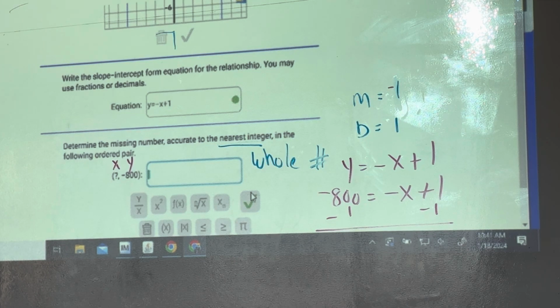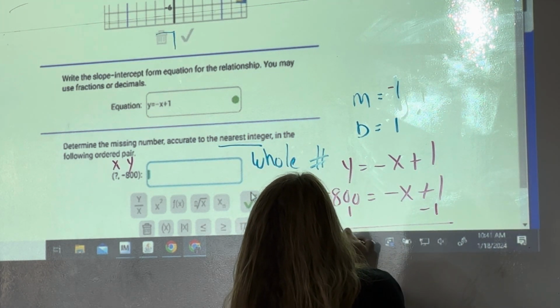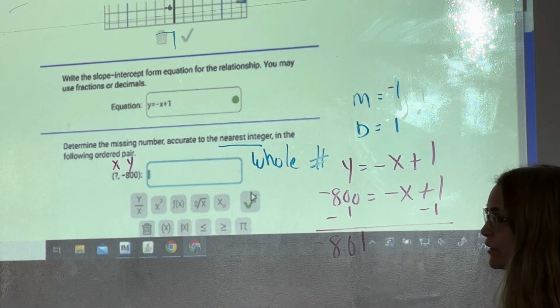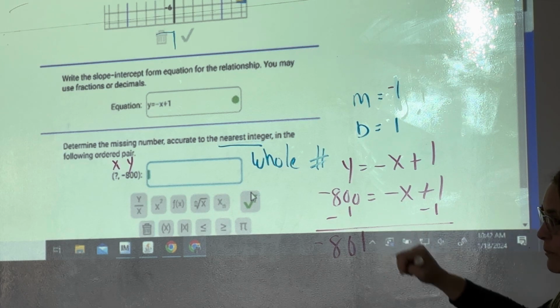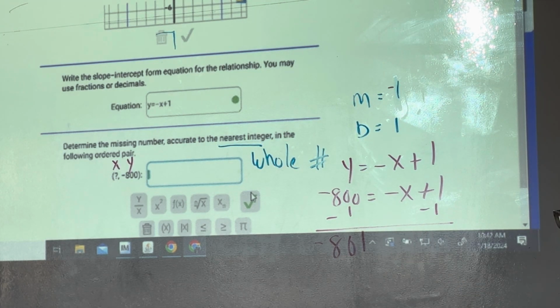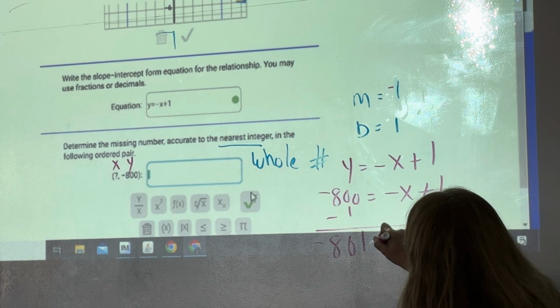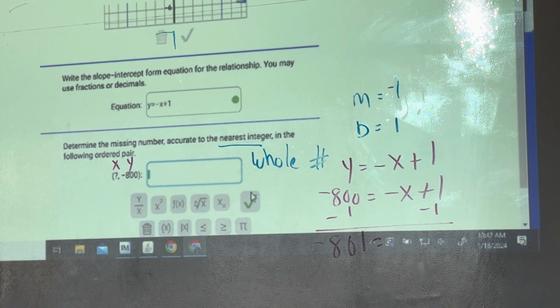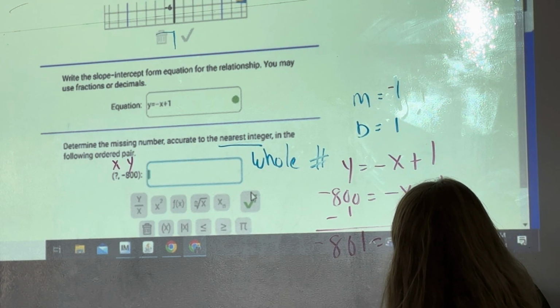What is 800 plus 1? 801. What kind of 801? Negative. Because being negative $800 in the bank isn't going to make me positive just because I write another hot check, right? So if the signs are the same, you add and keep the sign. Equals negative 801. What do I have left? X. What kind of X? Negative X. Okay, last step.